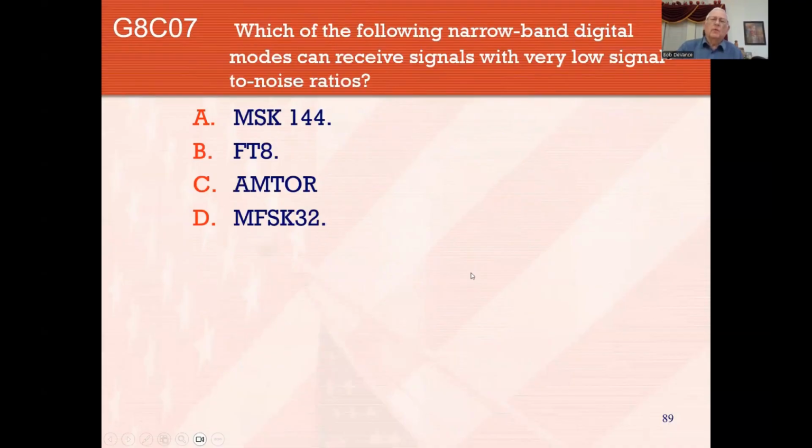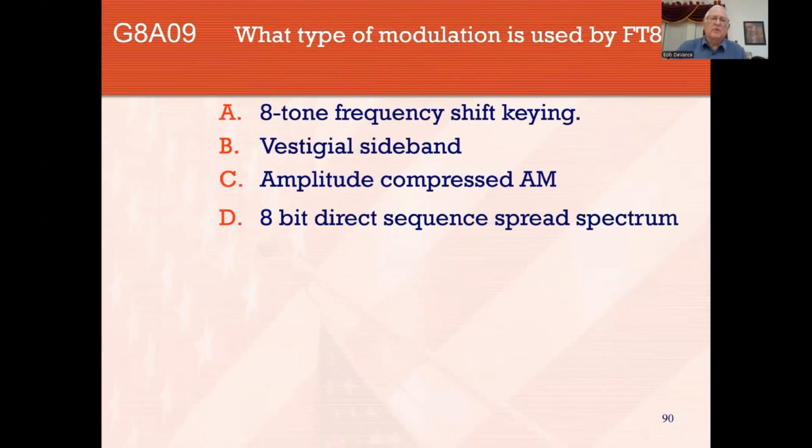Which of the following narrowband digital modes can receive signals with very low signal to noise ratio? Remember we talked about that? FT8. We're getting there, gang. We're going to make it. Hang with me. FT8 uses 8 tones.